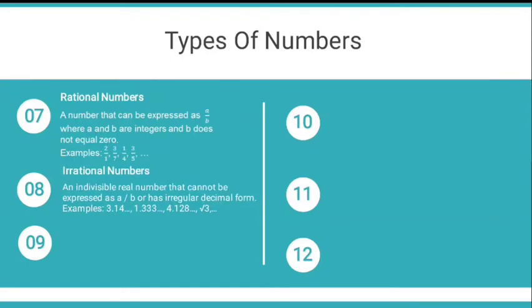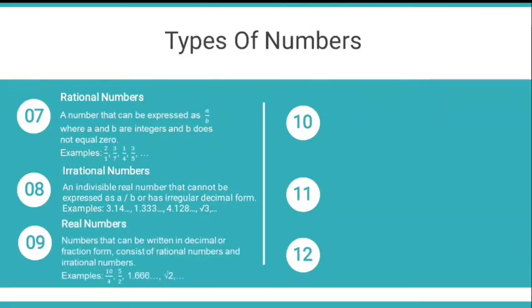Irrational numbers. Irrational numbers are real numbers that cannot be expressed as a divided by b or have an irregular decimal form. Examples: 3.14, 1.333, 4.128, root of 3, and so on.